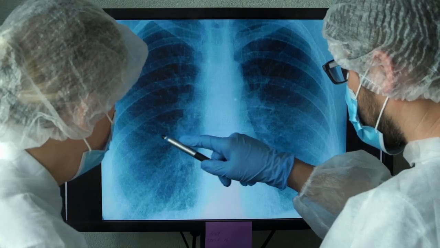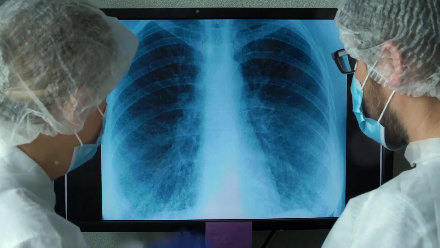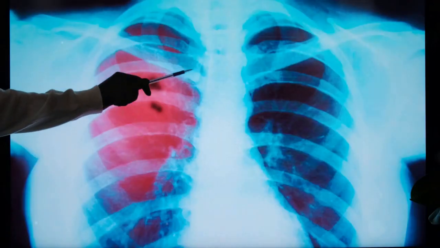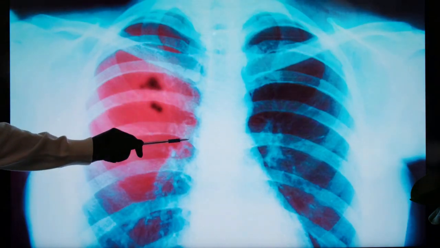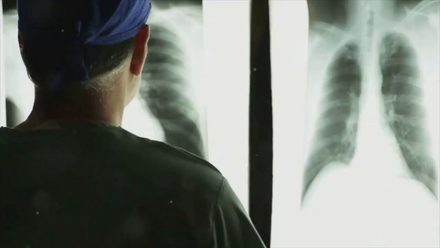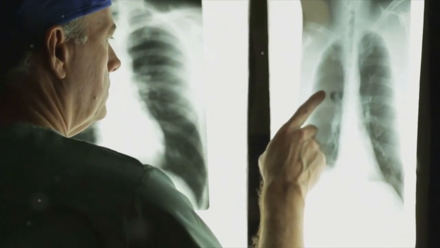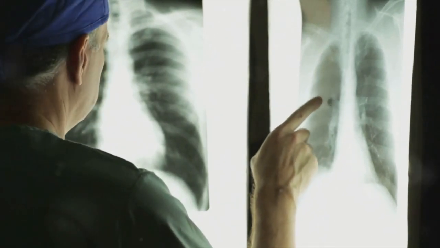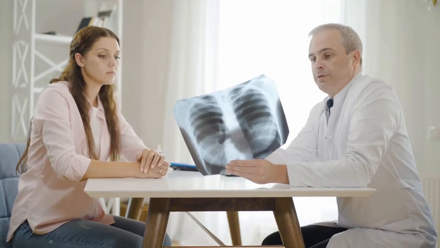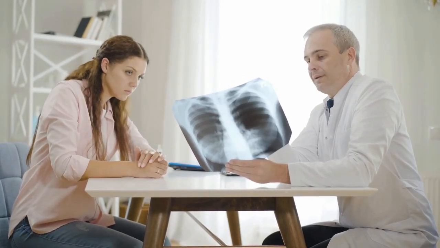Chest radiography is a cornerstone in TB evaluation. It aids in visualizing abnormalities suggestive of TB. These may include infiltrates, cavities, or nodules, typically in the upper lobes of the lungs. However, radiographic findings are not always specific for TB.